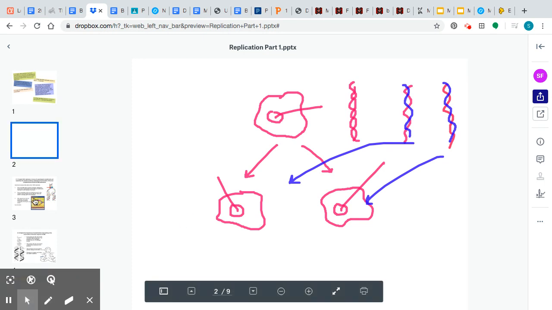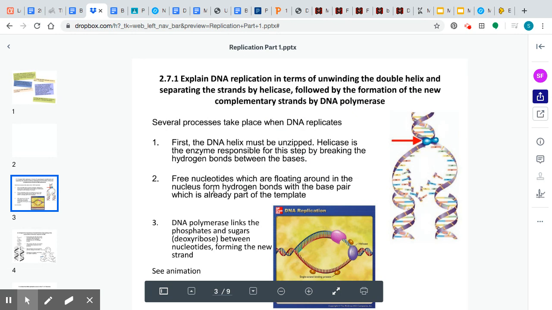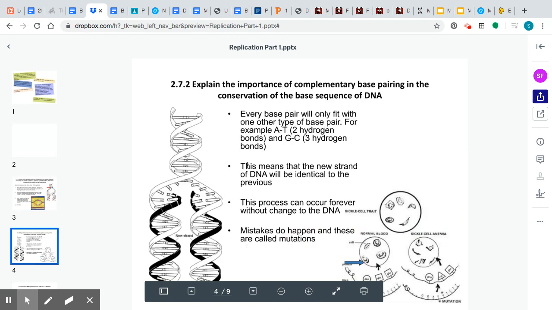We are not going to spend any time on the SL stuff because the HL material talks about this and then some. What I do want to talk about in the SL category, the list of the SL topics, is this idea of complementary bases, complementary base pairs, conserving the DNA sequence. So what does that mean?